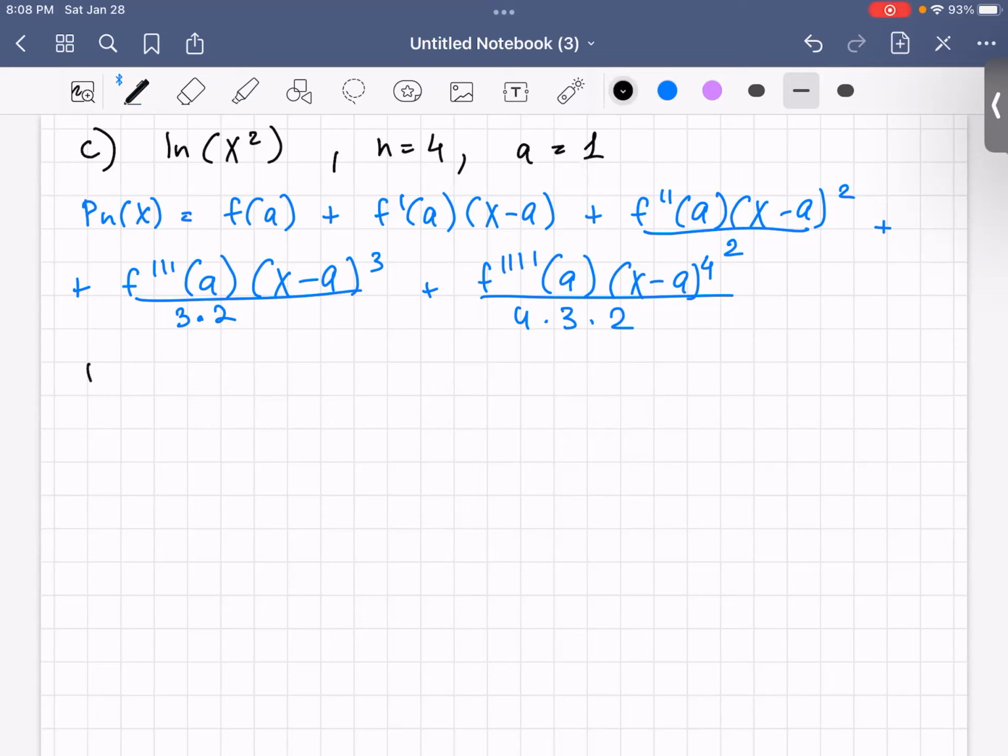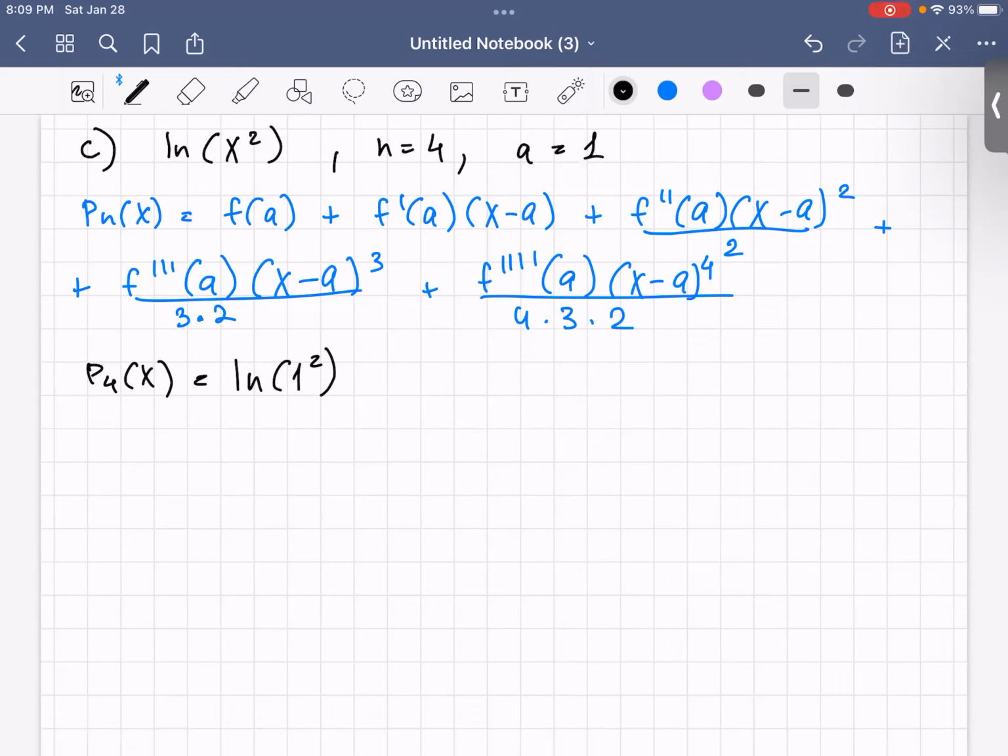Okay, so P4 of x is ln x squared and our a is 1 here. So that means that it's ln 1 squared. And ln 1 squared is 0.